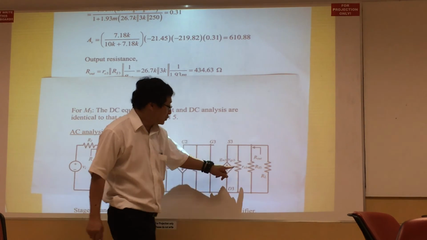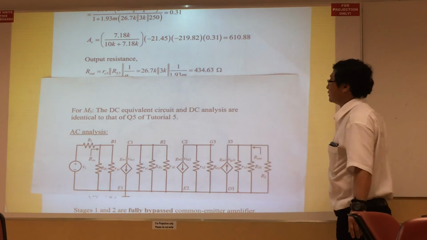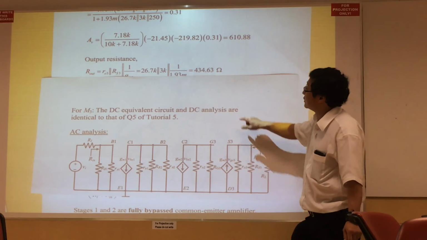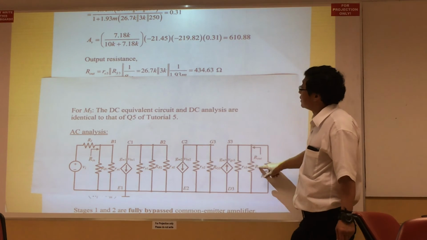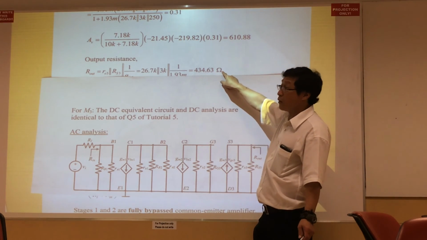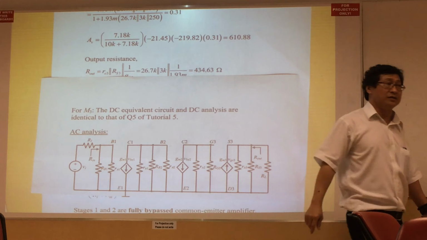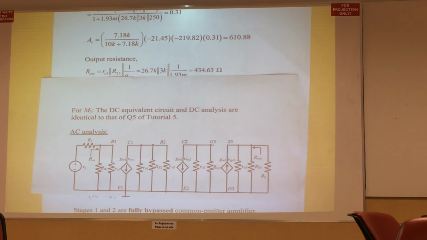So what happened? You only have these two resistors in parallel. And therefore you have RO3 and RS3 in parallel. And that gives you your output resistance to be 434 ohm. Okay?